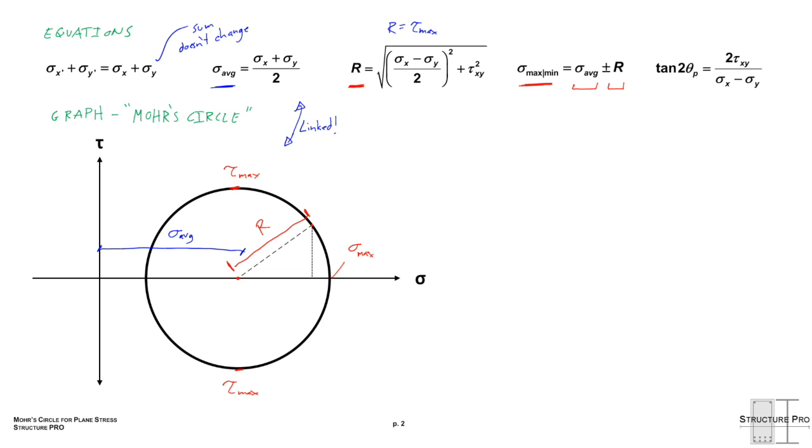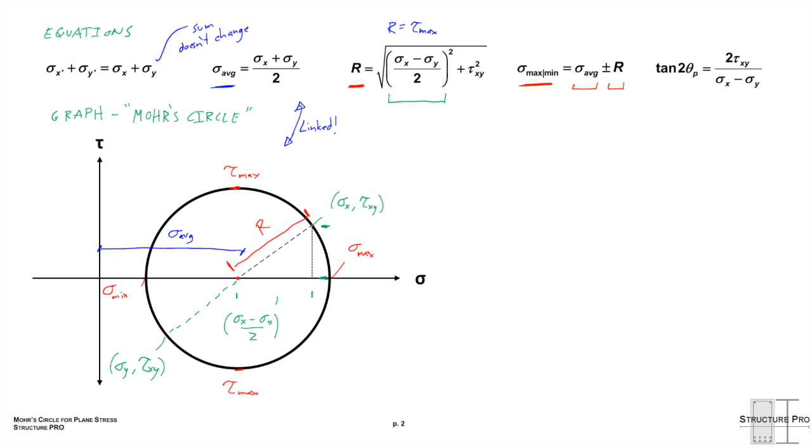Alright, so let's look at the next equation. Sigma max is equal to the average, the center of the circle, plus the radius of the circle, and so too sigma min is the average minus the radius. Now we can label different points along the circle, so we'll label sigma x and tau xy, and sigma y and tau xy at the bottom left. These 2 points are linked by a line that crosses through the center of the circle, and those represent any old stress point, but in this case it's not the principal stress.